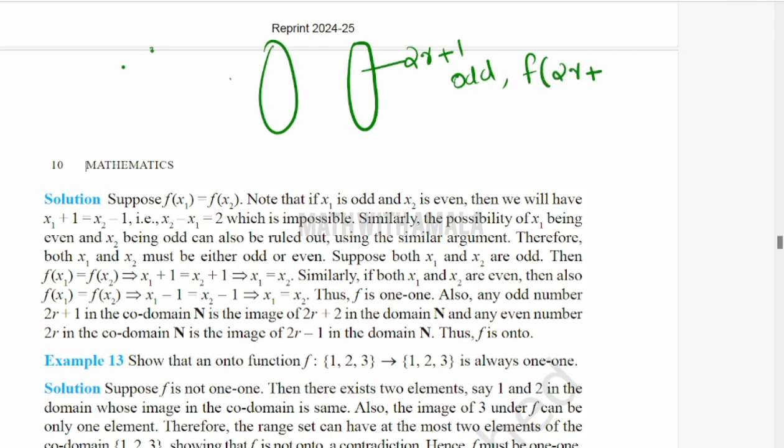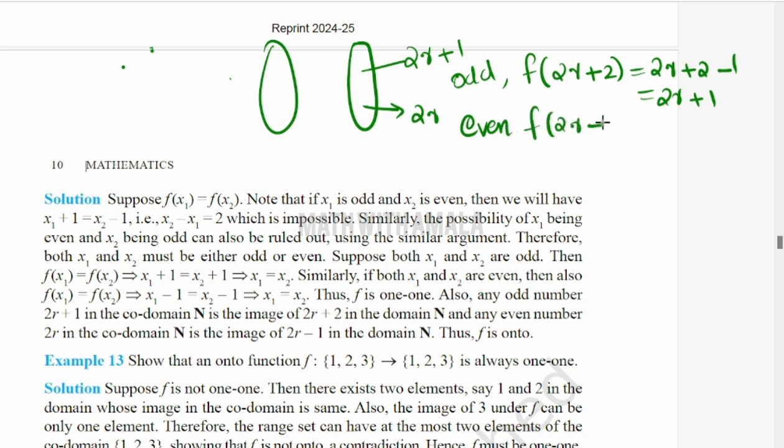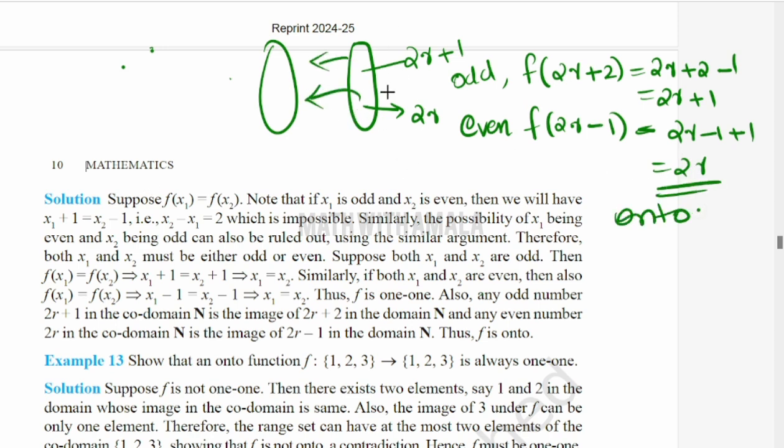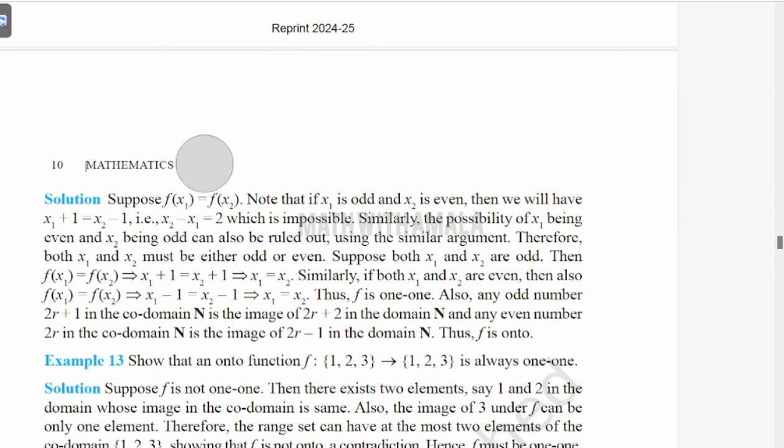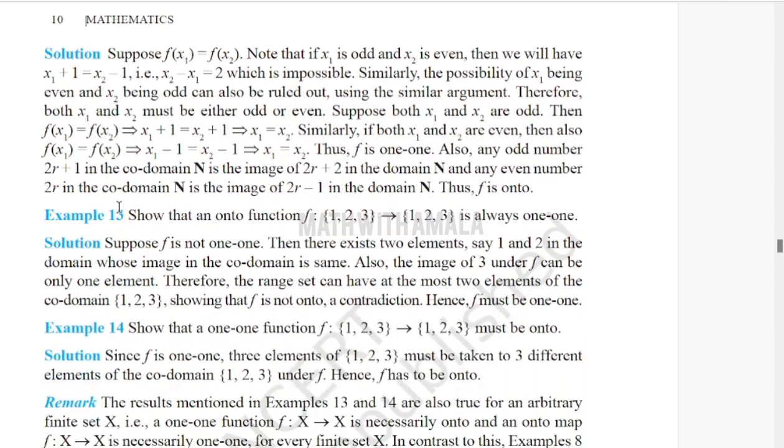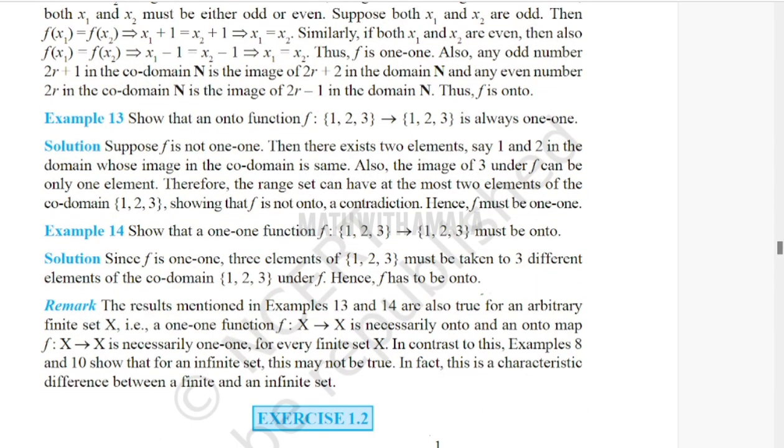To prove the onto property, let's take 2r plus 1 in the codomain N, then 2r plus 2, that is even, f of 2r plus 2 is equal to 2r plus 2 minus 1, that is 2r plus 1. This will be in the domain set. And then for the even numbers, there will be a 2r in the codomain. For f of 2r minus 1 is equal to 2r minus 1 plus 1, that is equal to 2r. So 2r minus 1 is in the domain set. Hence it is an onto function. For every element in the codomain set, there is a pre-image in the domain set.